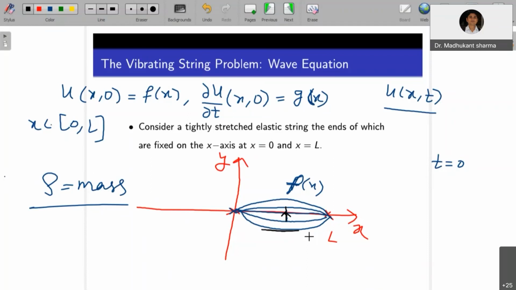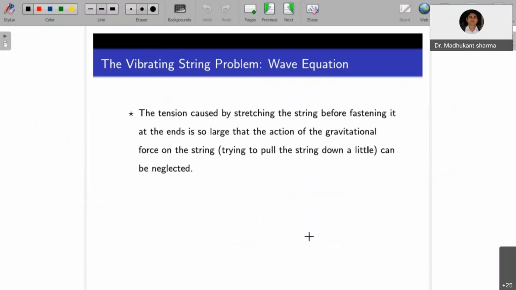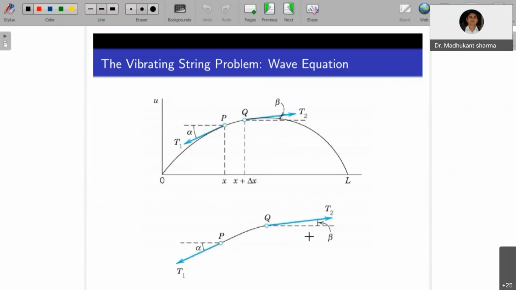Right. So now to model it further, let's take 2 points on the string which we denote by P and Q. Let P be at point x, and Q be at a distance delta x apart, so from x to x plus delta x. Now let T1 and T2 be the tensions at these points, and they are making the angles alpha and beta with the horizontal axis, alpha here and beta here.